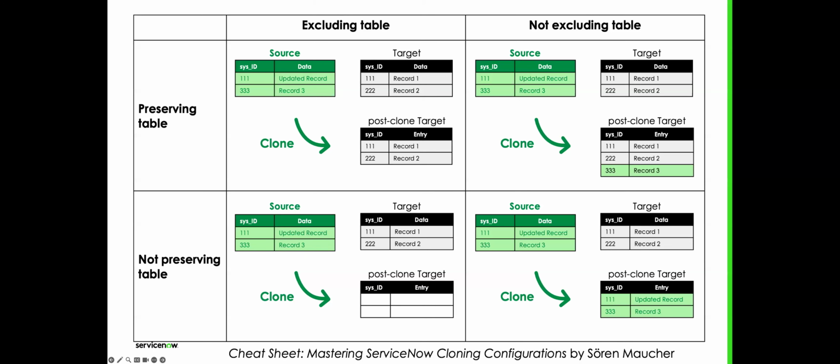I found this to be a really quick and easy way to get an overview and remember what happens with the different settings. And I hope it also helps when you're thinking, I have this table on my target instance and I want the data to look a certain way after my clone. This can be a tool to help achieve that.